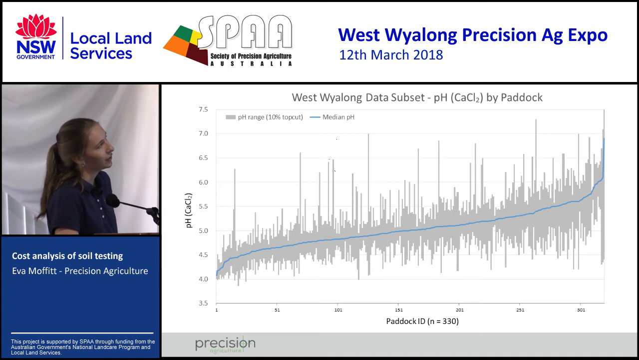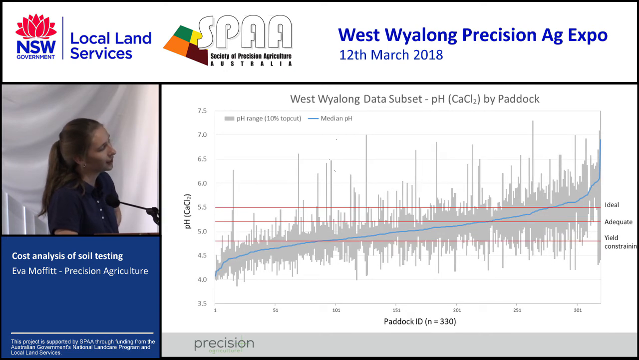I've also done a bit of a top cut on the data because what we often see is where someone's dumped lime in the paddock, or for whatever reason, we'll see an anomalously high value in the corner of a paddock, which meant that this graph had a whole heap of high results coming through. So I've done a little bit of a top cut to get rid of that effect, and what we're left with is the range of each paddock from its lowest to its highest pH reading.